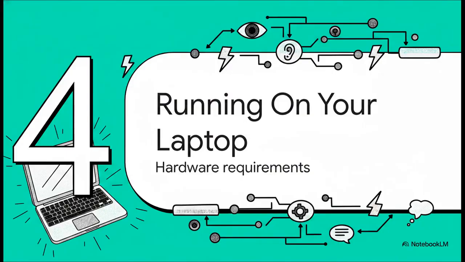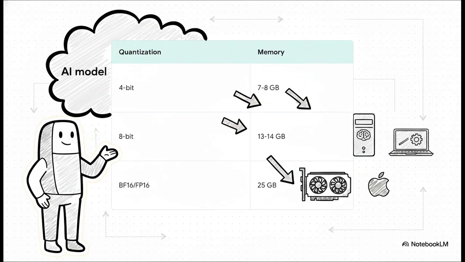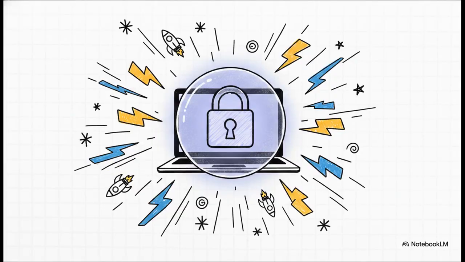Moving right along to Section 4, running on your laptop. Okay, if you want to run this locally, quantization is going to be your absolute best friend. It's essentially just compressing the model's weights to save space. Look at the 4-bit quantization level. Developers can run this entire 12 billion parameter powerhouse in just 7 to 8 gigabytes of total memory. If you want a little more precision, 8-bit fits perfectly into 13 to 14 gigabytes. That makes it an absolute breeze to run on a standard 16 gig Mac or a PC with a consumer NVIDIA GPU.